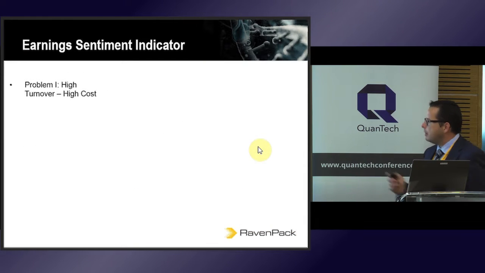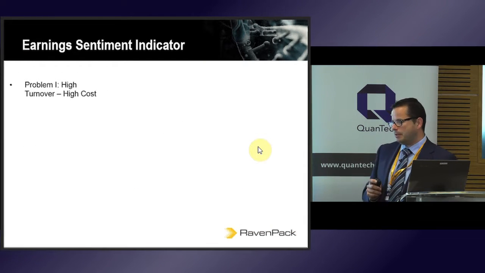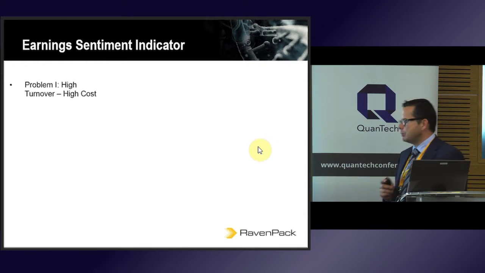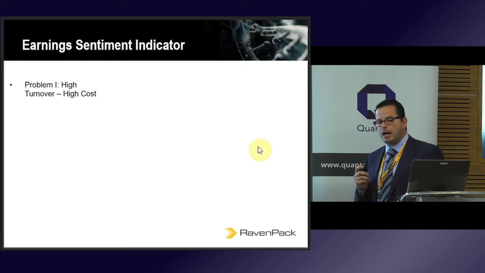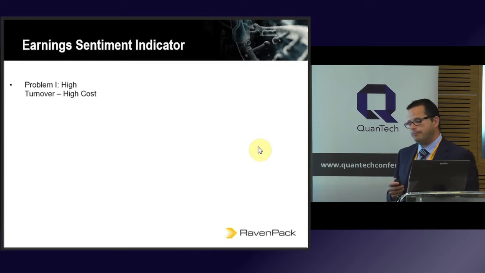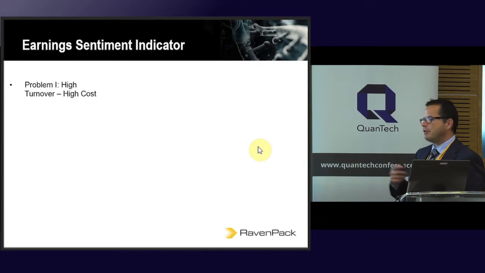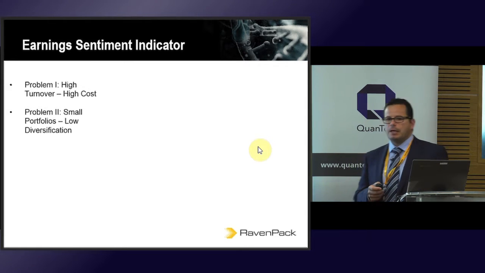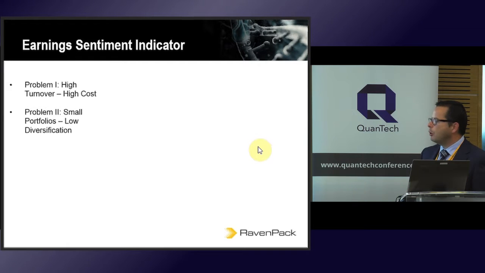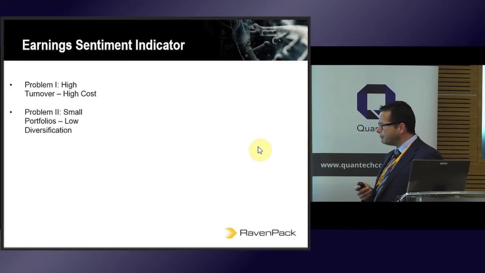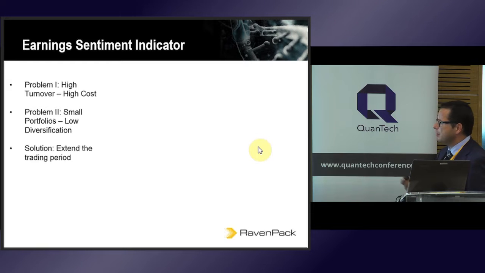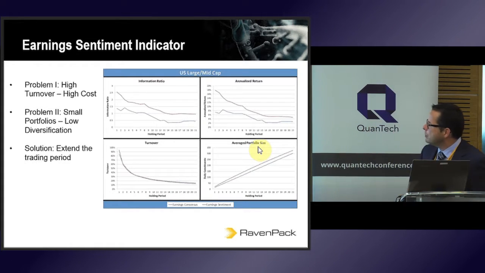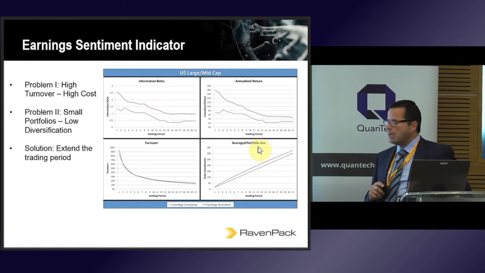So everything is good so far, but the problem is, of course, that this is not meant to be used as a standalone signal, because as a standalone signal it is a very high turnover signal. We get a lot of transaction costs. Besides, the portfolios are very small, and hence we suffer from low diversification. One solution to this might be to extend the trading period. And we did that from 1 to 21 days and tracked the performance.